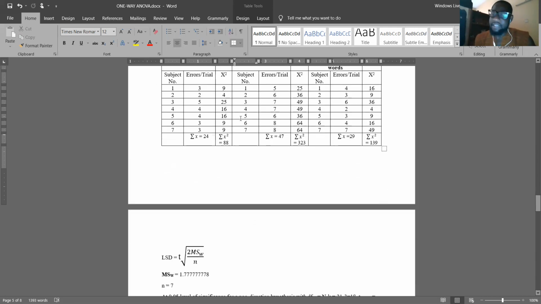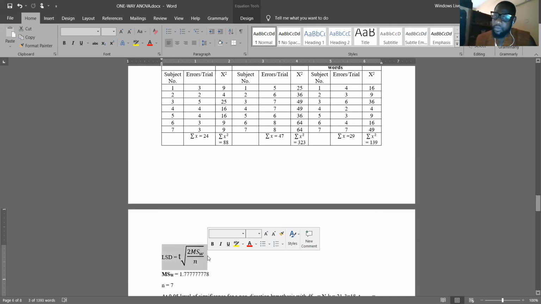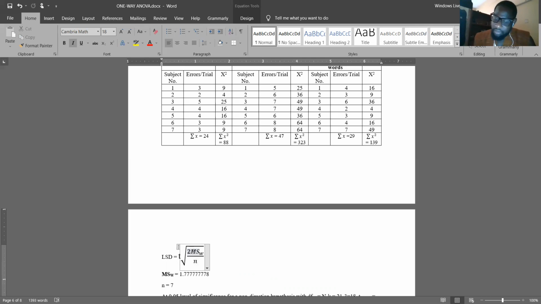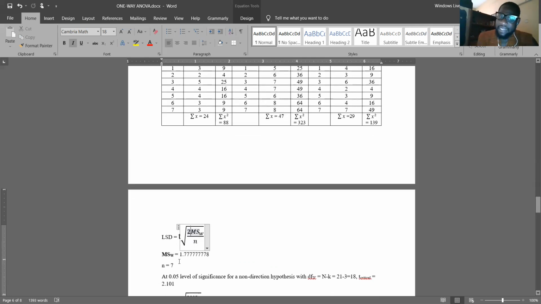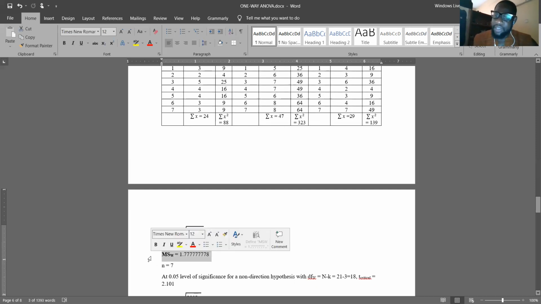And how do we solve LSD? To solve for LSD, we use this formula. And per the formula, we have something known as MSW. The MSW is the same as the mean square for within. So per your calculation for ANOVA, you had a value for mean square for within, and that's the value that you will use when solving for the LSD. When you check the previous video that I did, when we solved for the MSW, we had the value to be 1.777778. So that's the value that we'll be using.